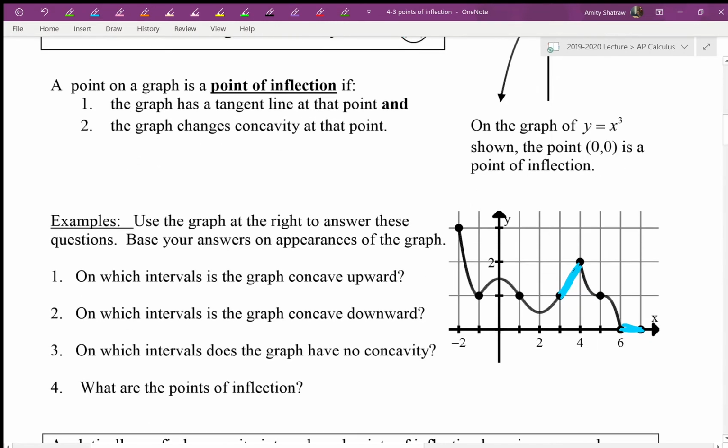So if you wanted to know, let's go ahead and attack number 3. On which intervals does the graph have no concavity? It's where it's straight. So I'm saying from 3 to 4 and from 6 to 7. That was his intention, for you to be able to see on that graph that it's straight.